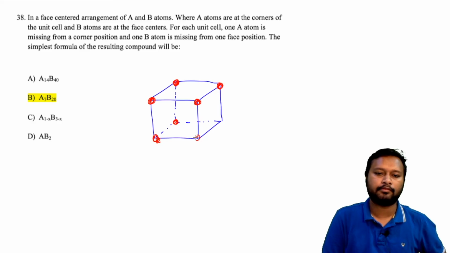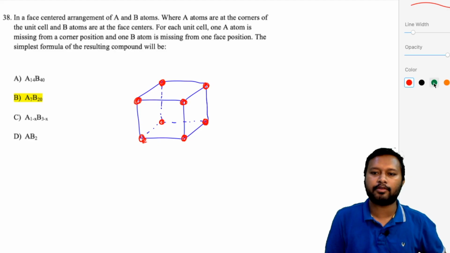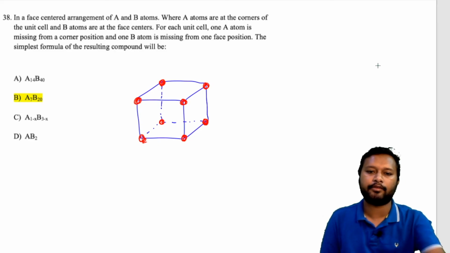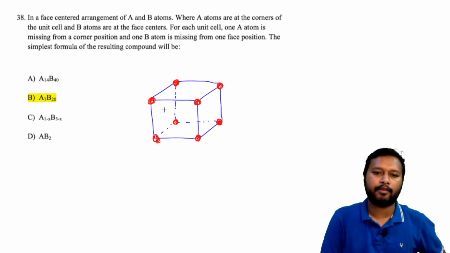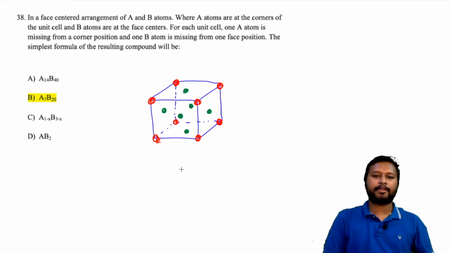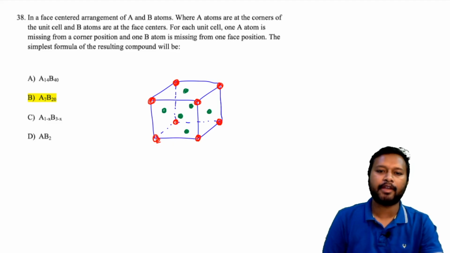Okay, and we have atoms on the face center. So let's take these green atoms at the face center. So we have face center here, here, here, the top, on the back side, the front. Okay, what it says is that A atoms are at the corner of the unit cell. So red ones are A atoms and B atoms are present on the face center. So green are B atoms.